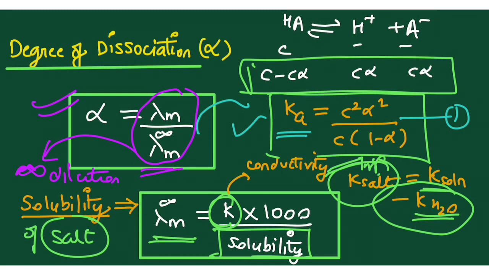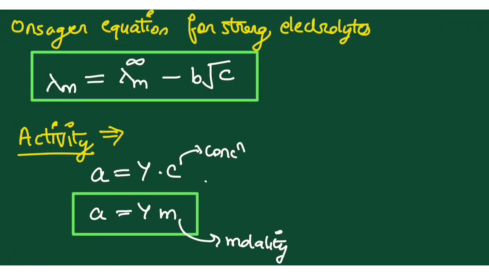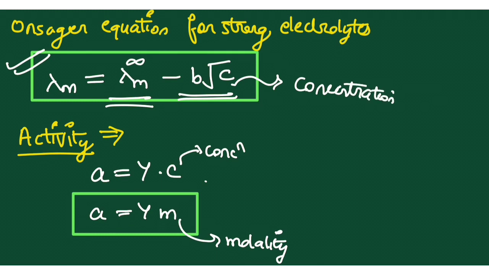Now, let's move to the next slide. Now, very important, the Onsager equation for strong electrolytes. It says that, as I said, the molar conductance is maximum at infinite dilution, and therefore as the concentration increases, lambda m decreases. Okay, so the equation is given by this: lambda m is equal to lambda m infinity minus b root c, where c is the concentration. Okay, the b value will be provided to you.